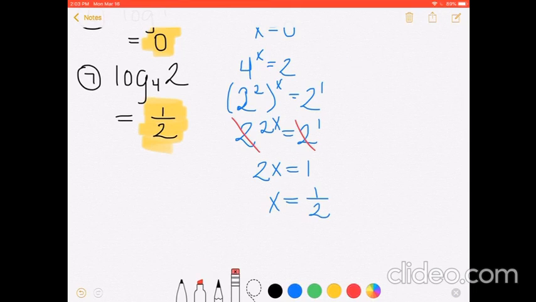Now, just as a side note here, we did already do a lesson on exponentials a little while back, maybe a month ago, and we talked about power over root.